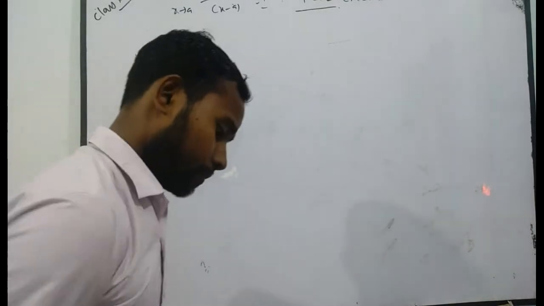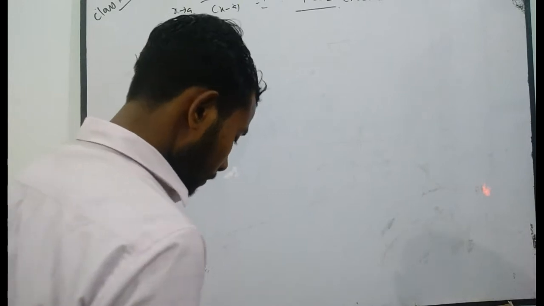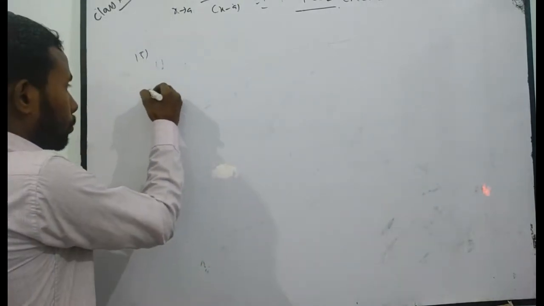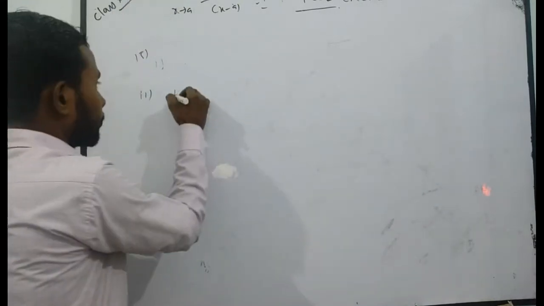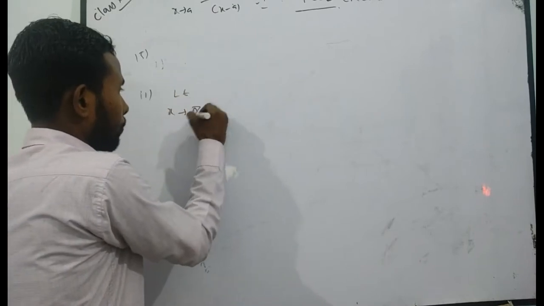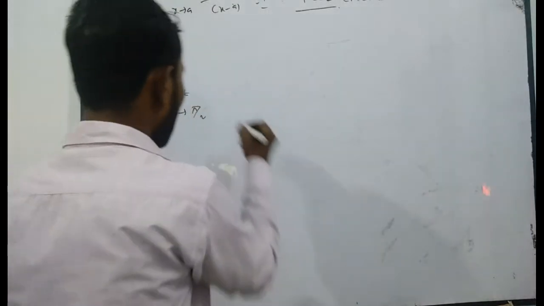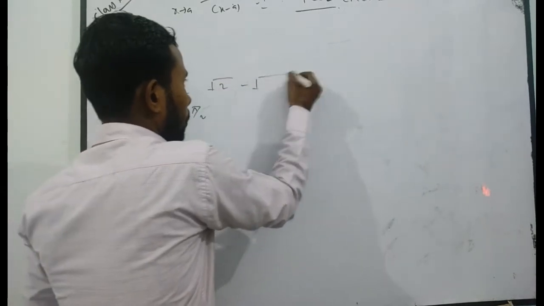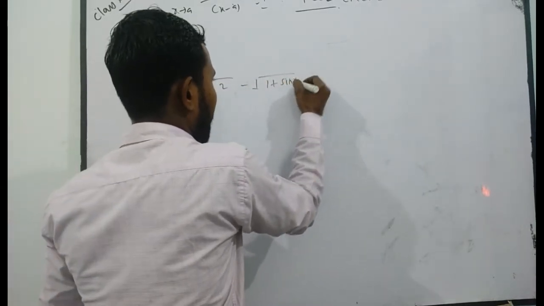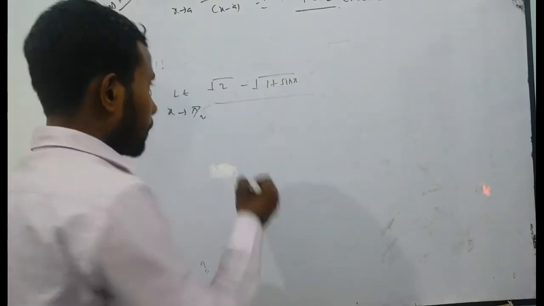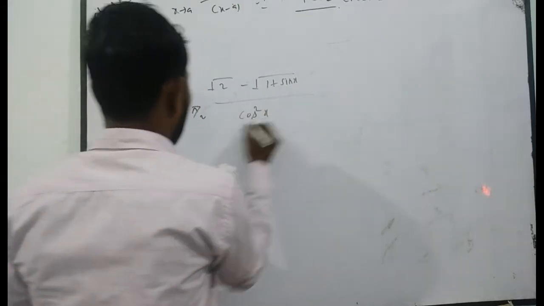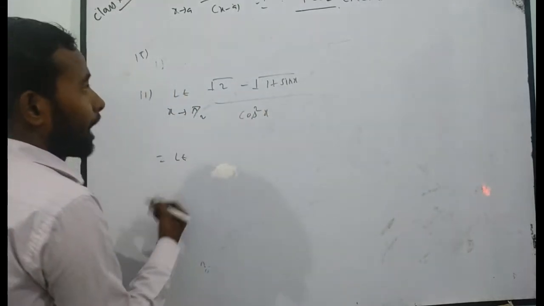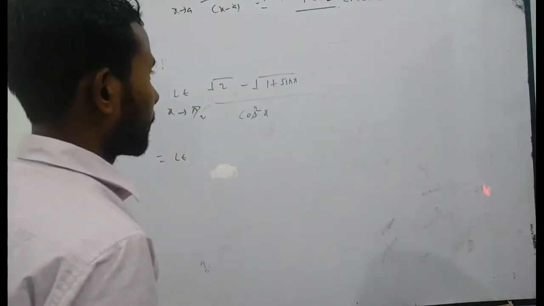Now I want to take the second 15. What is this problem? Limit as x tends to pi by 2 of (root 2 minus root(1 plus sin x)) divided by cos square x. Can you write it? I want to solve this problem by another method.